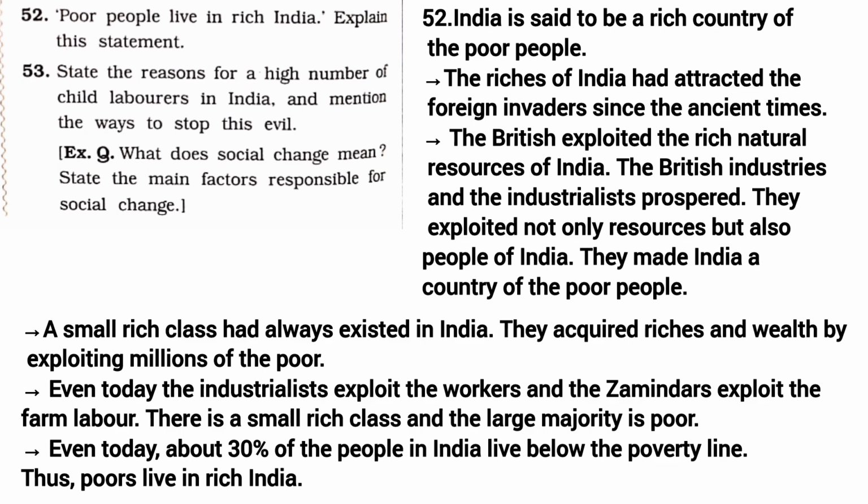A small rich class had always existed in India. They acquired riches and wealth by exploiting millions of the poor. Even today, the industrialists exploit the workers and the zamindars exploit the farm labor. There is a small rich class and the large majority is poor. Even today, about 30% of the people in India live below the poverty line. Thus, poor live in rich India.